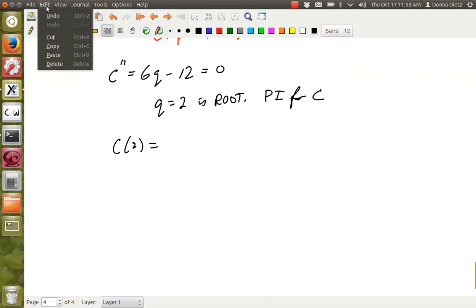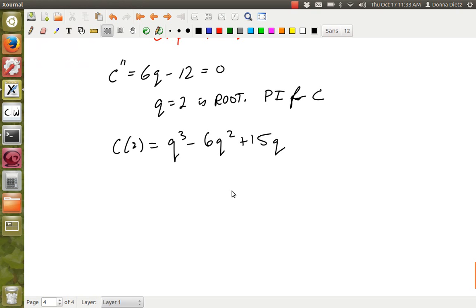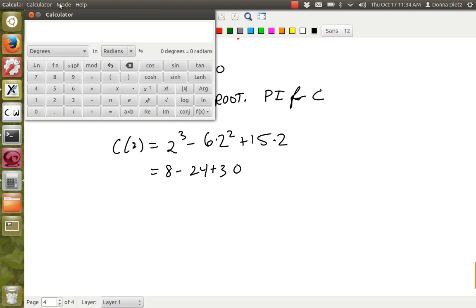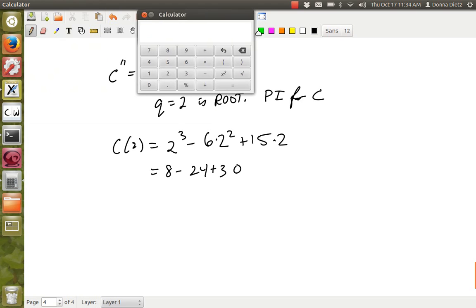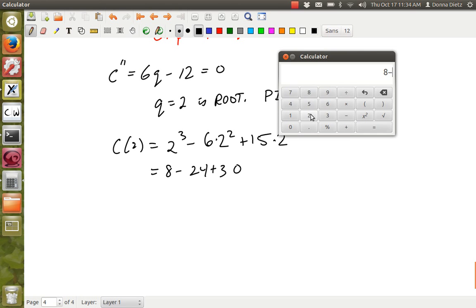Alright, so let's go ahead and copy this, put it down here. But every time you see a Q, I want to put a 2. Get rid of the Q and put a 2. Alright, so we have 8, 6 times 4, 24, 30. Let's be lazy. Alright, so 8 minus 24 plus 30.